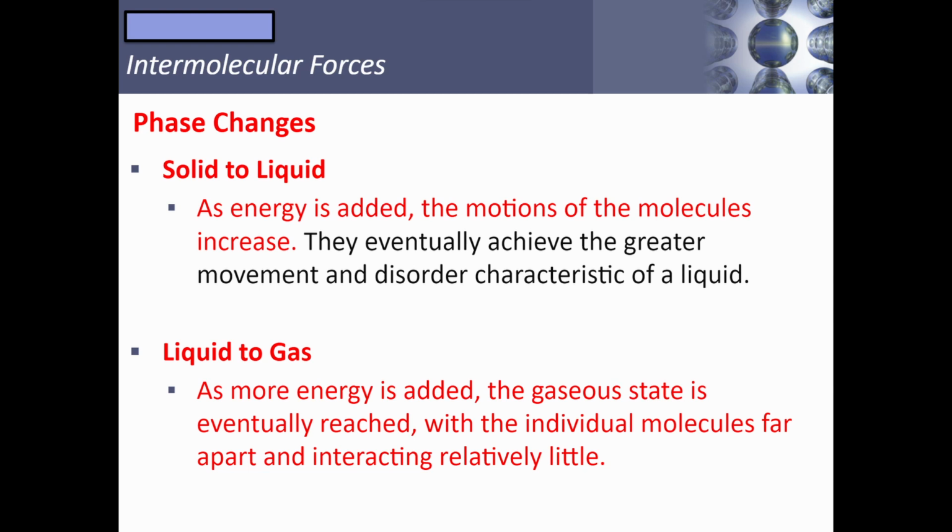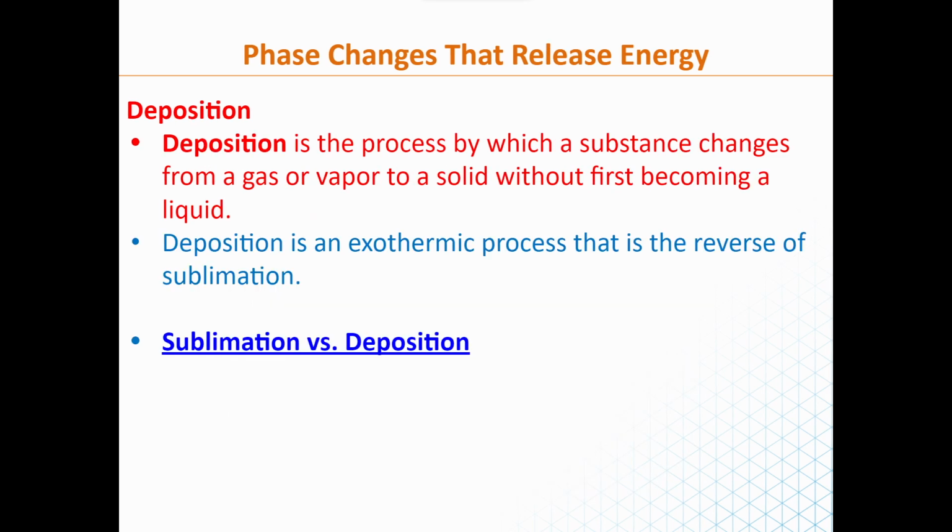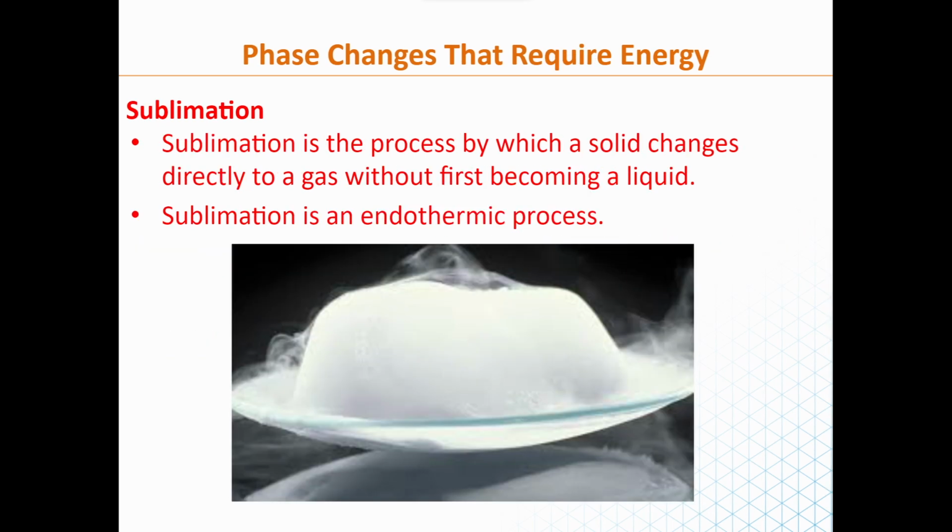Before we end this chapter, we need to know three things. First, the boiling or melting point of something is higher depending on its intermolecular forces. Second, sublimation and deposition are extremely important to remember, so don't forget that. Third, sublimation is endothermic. Remember that word. It's going to come up a lot later. A good example of sublimation is dry ice.